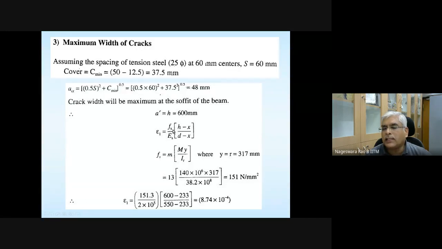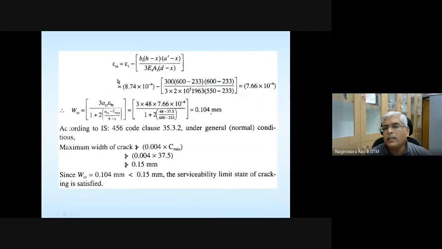So once you get stress at the level of steel and strains, epsilon 1 is strain at this point you are considering on the surface. So strain at that level is given by this. And this is actually without considering tension stiffening of concrete. So we need to apply correction.